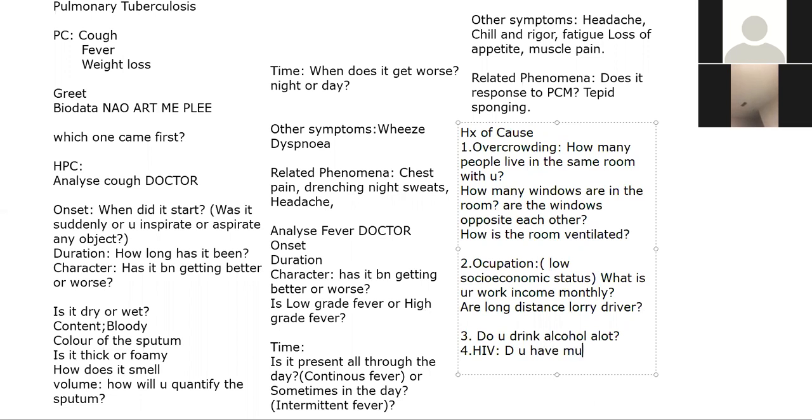Okay, you want to ask, do you have multiple sexual partners? Just write MSP, multiple sexual partners. And also, you want to know any history of chronic fever, or maybe diarrhea? But this one could be enough. Or if you have multiple sexual partners, do you practice unprotected sex? You want to ask those things also. It's very important. So apart from that also, what other question do you want to ask, apart from HIV?